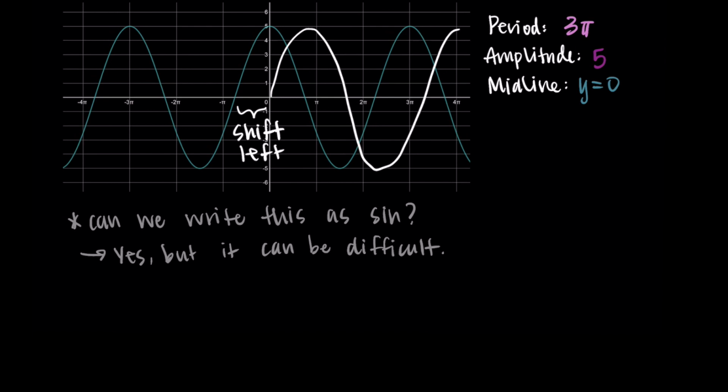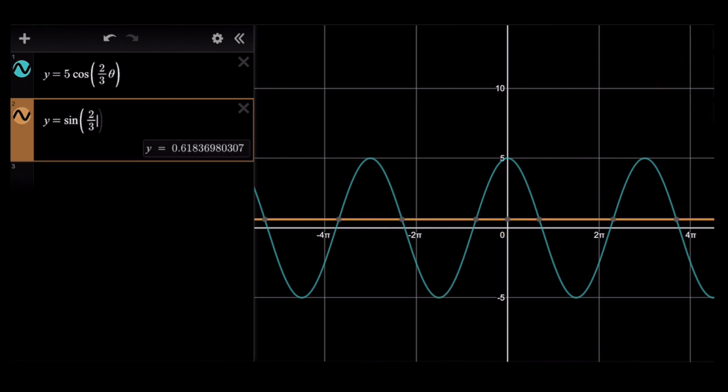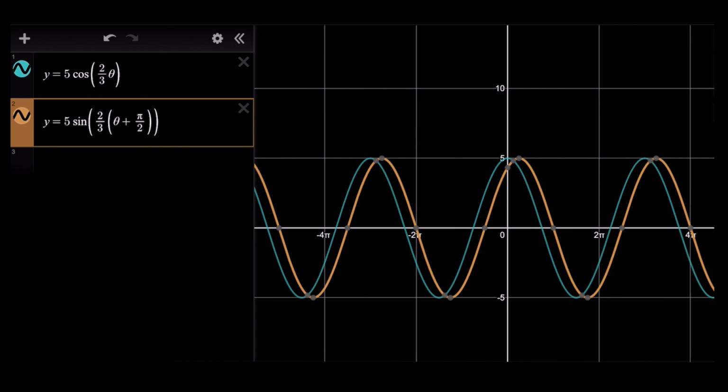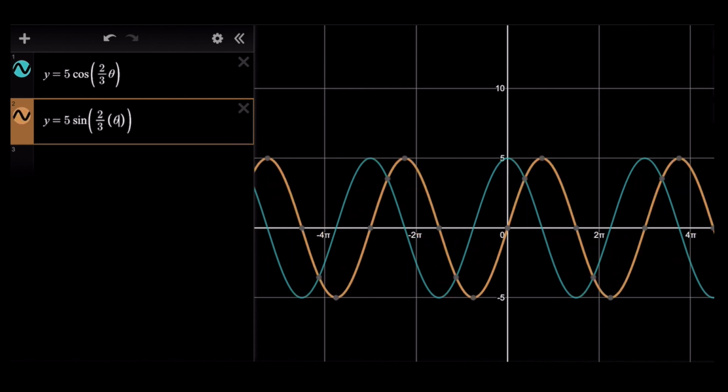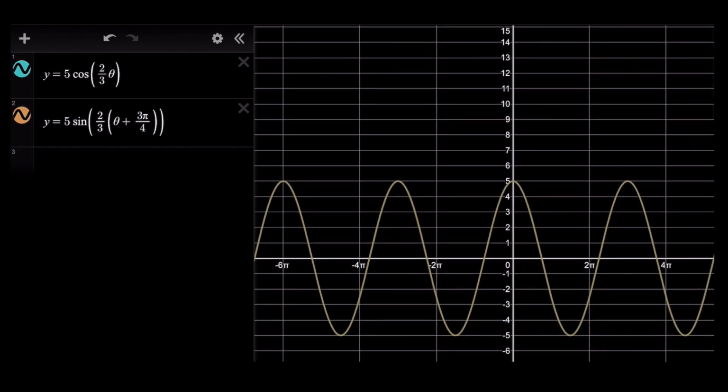So if we look in Desmos, we can check this out really quick. I can graph what I decided the function was. I said it was 5 cosine of 2/3 theta, and when I do this, it looks good to me. I have that period of 3 pi and the amplitude of 5. Then I'm just going to play around a little bit with what the phase shift might be, just to see what I can find. And as I try different things, I'm getting that the phase shift is plus 3 pi over 4. So we're shifting to the left by 3 pi over 4.